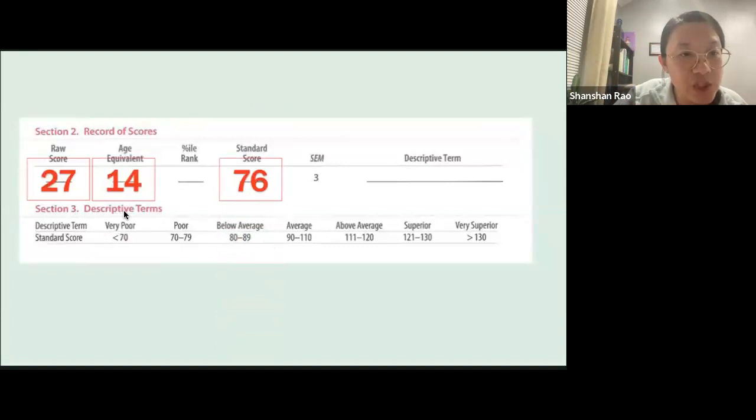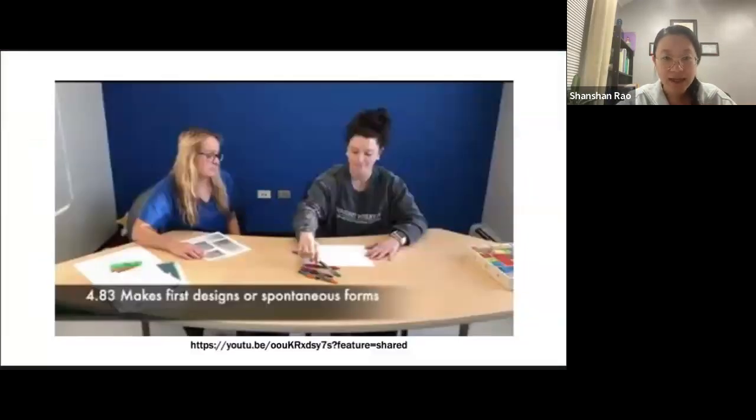You're going to look at the descriptive terms. If his standard score is 76, his skill is going to be poor, right? It's between 70 to 79. So his skill is poor. He's a 32-month-old, but he's functioning as a 14-month-old. That's 50% delay. So that tells you that kid has a lot of things that need to be worked on. So that is Stacy.